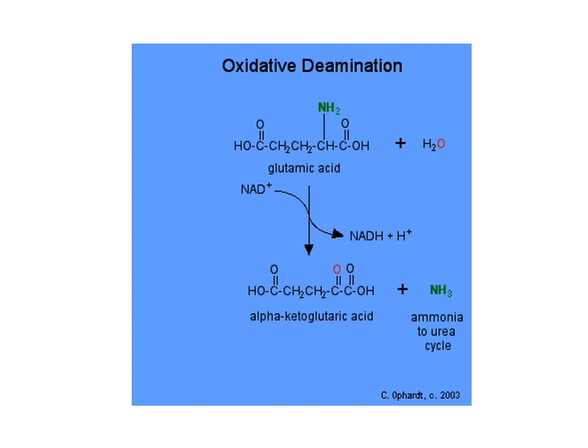So this is the reaction for oxidative deamination. So in addition to removing the amino group from the glutamic acid to make alpha ketoglutarate, we do generate a molecule of NADH from NAD, which is a high energy molecule that can go into the electron transport system to produce ATP. So this is an energy producing reaction. And in addition to that, of course, we are left with free ammonia.